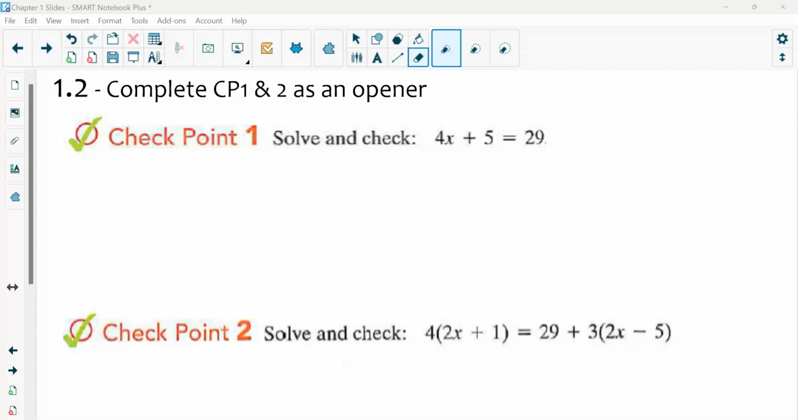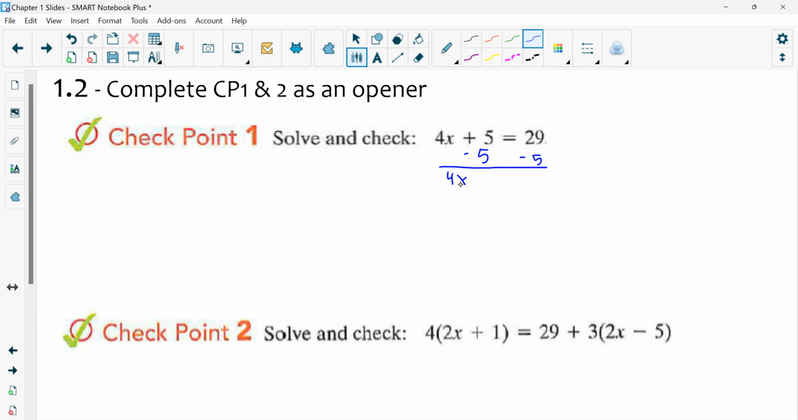Alright, so quickly going over these. Here we would subtract 5. We get 4x equals 24. And when we divide by 4, you get x equals 6.